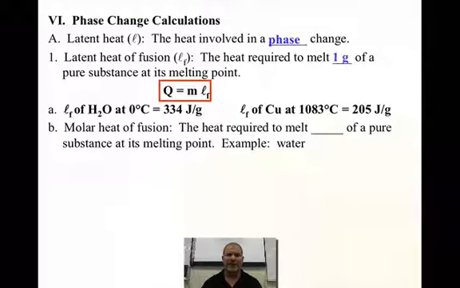I'm going to talk about phase change calculations, and we don't use enthalpy of vaporization or fusion. We use latent heat of fusion. It means the same thing. So as it says here, latent heat of fusion, L subscript F, is the heat required to melt 1 gram of a pure substance at its melting point.